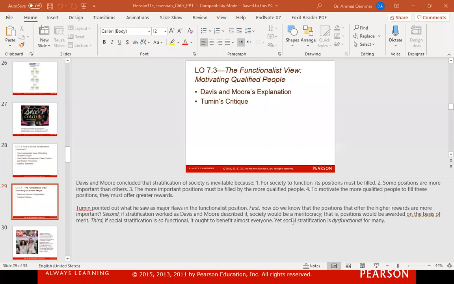The third objection of Tumin on the functionalist view was that if social stratification is so functional, it ought to benefit everyone. Yet social stratification is dysfunctional for many. I mean, if it really motivates people to work hard, then everybody should be working hard, should be intrinsically motivated to work hard and reach a better position. But we know that it is not like that, right?